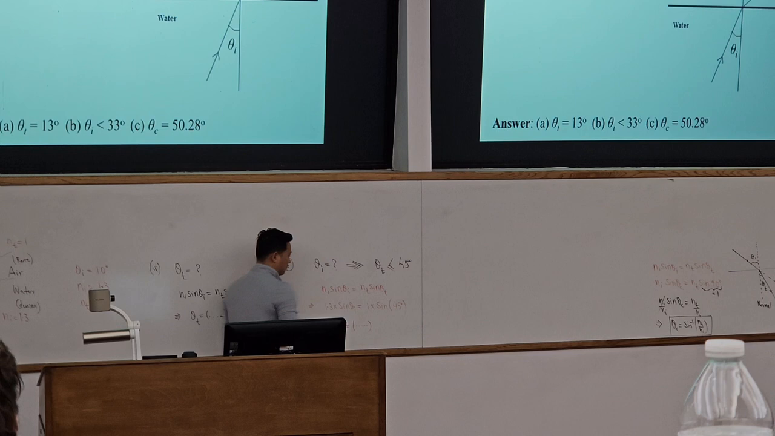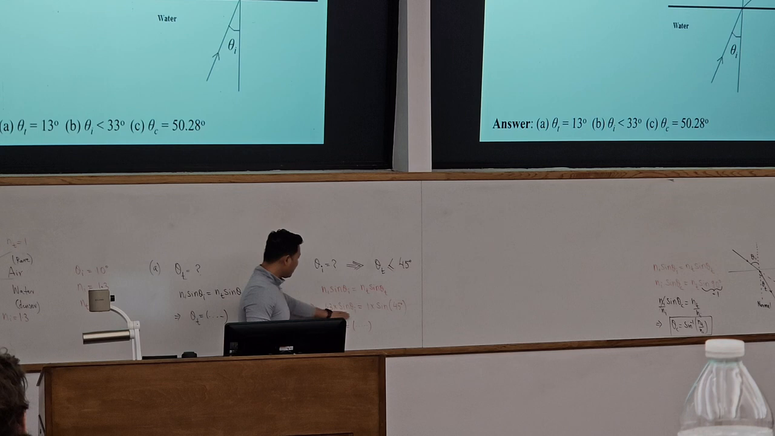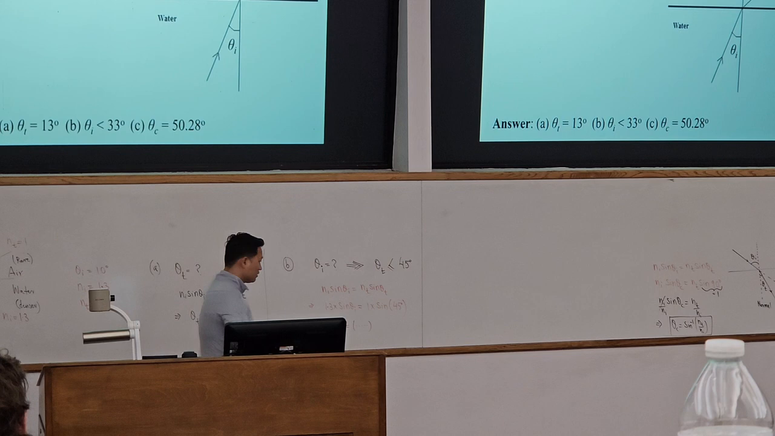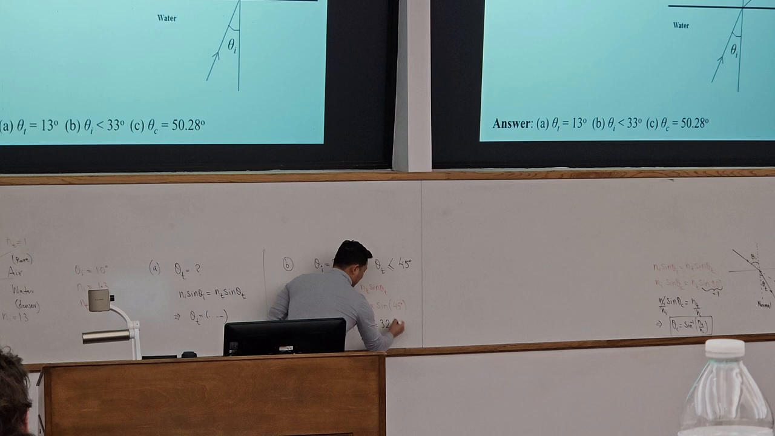Can any of you help me get this number? It's a very simple one. You have 1.3 times sine theta I, and I need to find the theta I value from here. Sine 45 gives some number, 1 times sine 45. Can any of you tell me what number you got? 32.9.